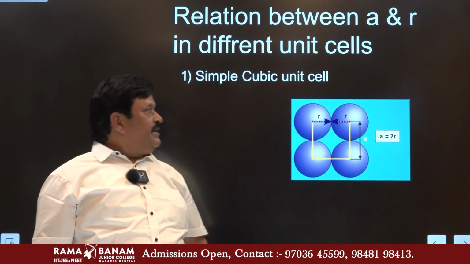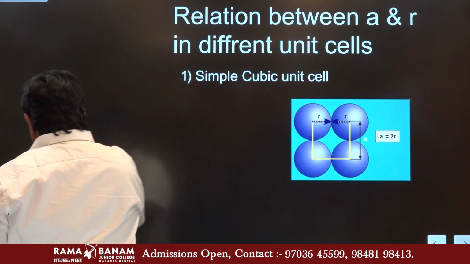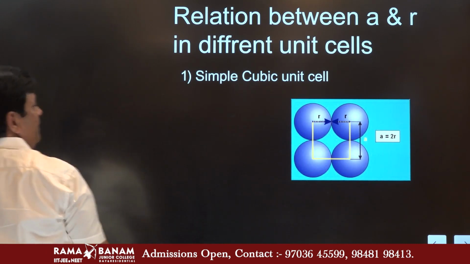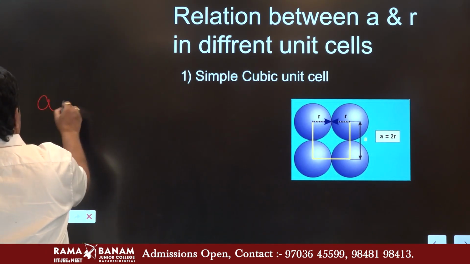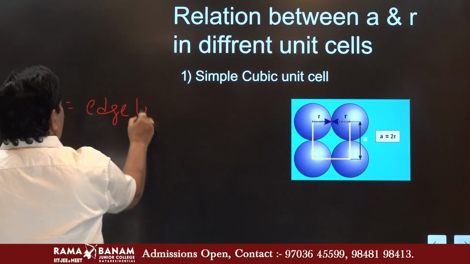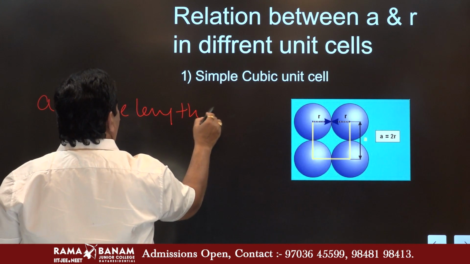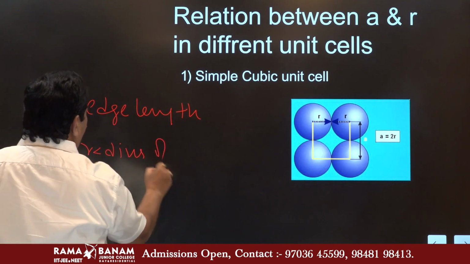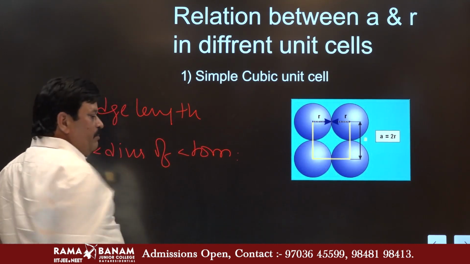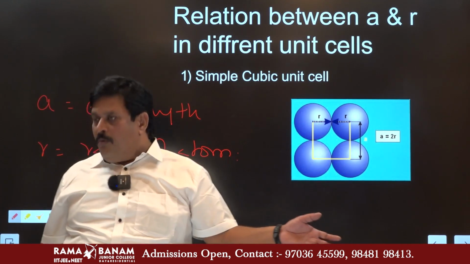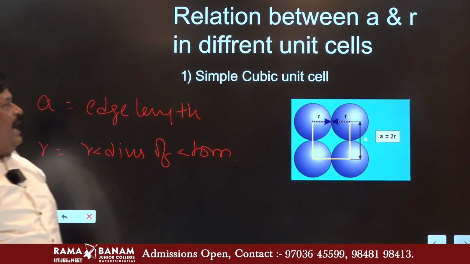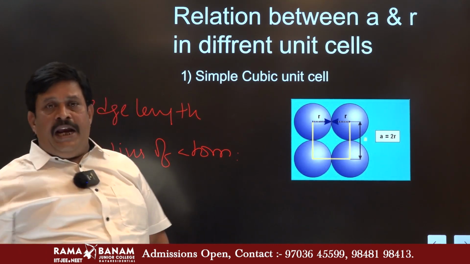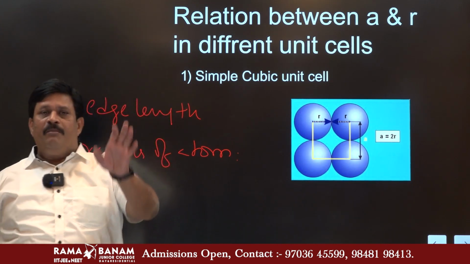What is small a? Small a is the edge length of the unit cell. And r is the radius of the atom, or whatever it may be, an ion or molecule, leave it. Wherever it is in the solid state, wherever they mention small a, it is nothing but the edge length, and r is nothing but the radius of the particle.